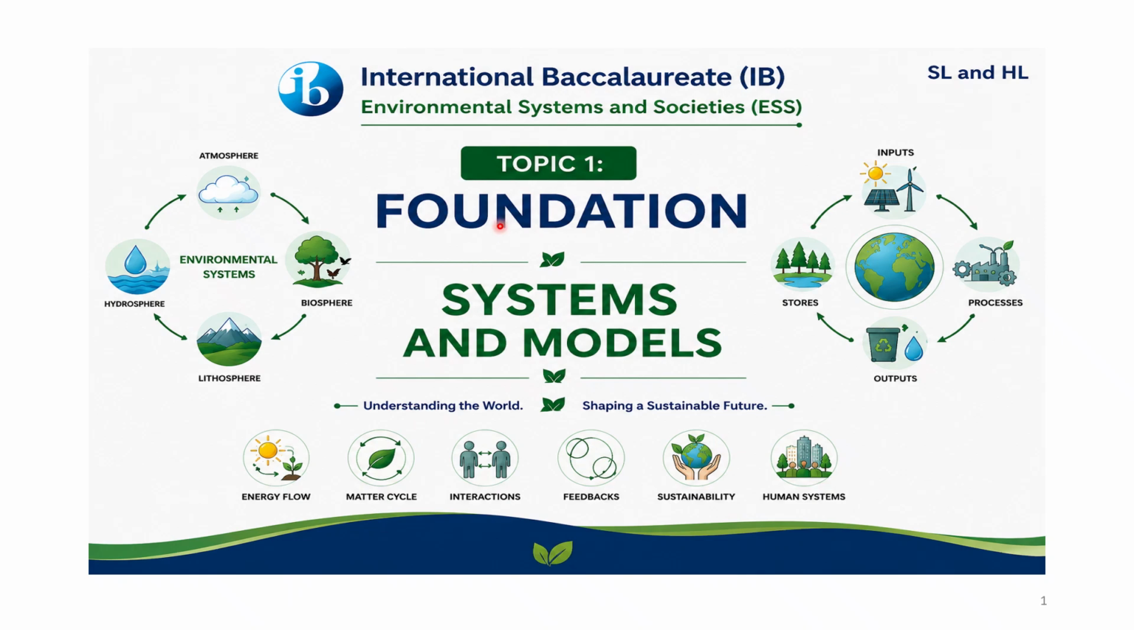Topic 1: Systems and Models. In environmental systems and societies, understanding systems and models helps us explain how the natural world and human societies interact. Throughout this topic, we will explore key concepts such as energy flow, matter cycling, interactions, feedback mechanisms, sustainability, and human systems. Together, these concepts provide a framework for understanding environmental challenges and developing sustainable solutions for the future.